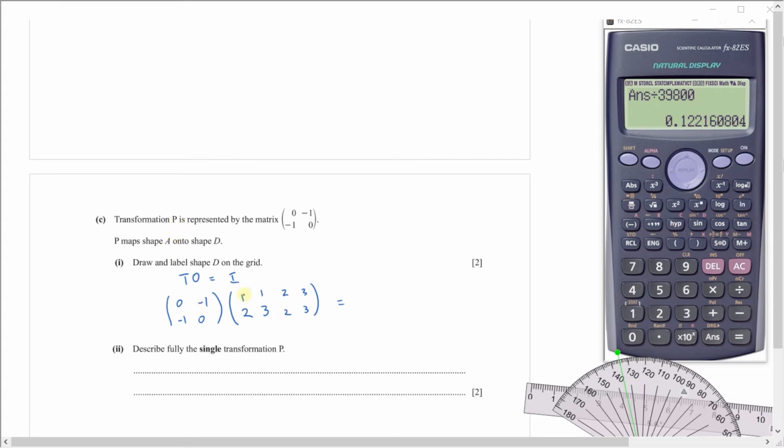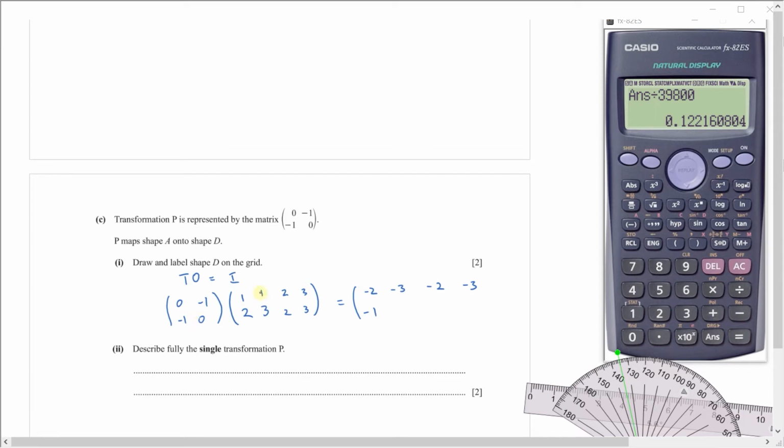This row multiplied by this column: 0 into 1 is 0, plus -1 into 2 is -2. So this will be -2. This row multiplied by this column here: 0 multiplied by 1 is 0, -1 into 3 is -3. So when you add them, you get -3. Similarly, 0, -1 multiplied by this column (2, 2), I will get -2. This row multiplied by this column, I will get -3. Then this row multiplied by this column, -1 into 1 is -1, and this will be 0, so -1 plus 0 will be -1.